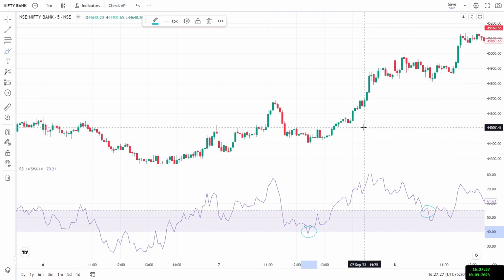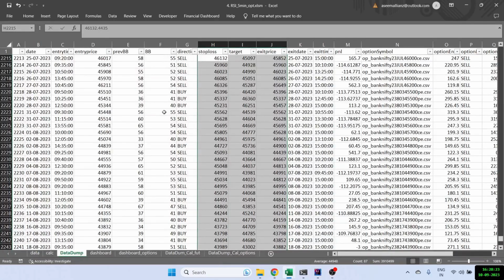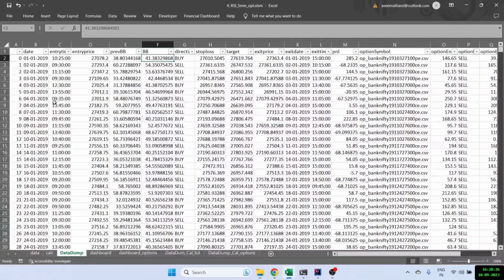So let's check out the results, how the results are on the Excel. So these are the results of the strategy. So essentially what I'm showing you here is about 5 years of data from 2019. I've got the entry price, entry time and entry price here. I've got the Bollinger Band. So as you can see, this is the previous Bollinger Band, which was not Bollinger Band, sorry, this is RSI. So previous RSI and the current RSI. So it has gone from less than 40 to more than 40. So I'm going for a buying trade. I've calculated my stop loss and my target and the final exit price. And this is the total P&L that I've got in this trade.